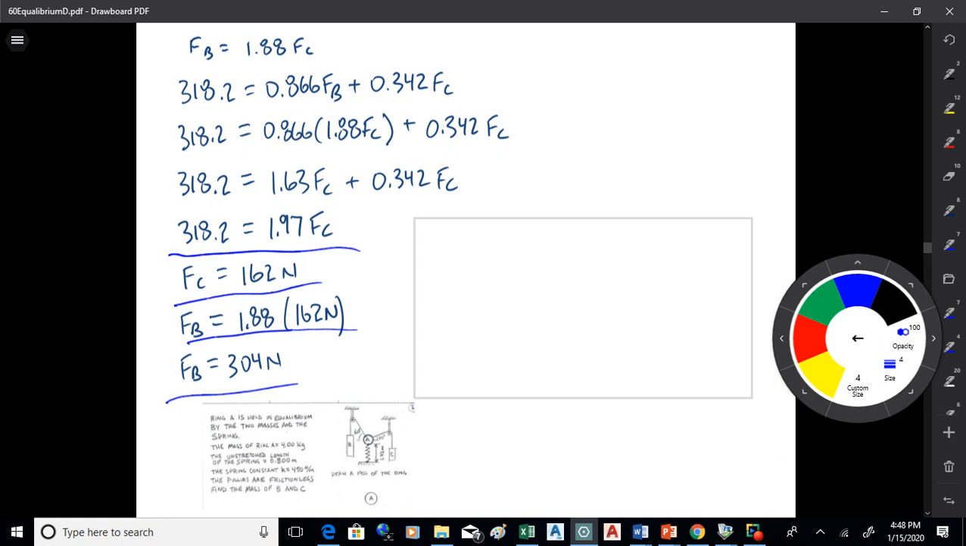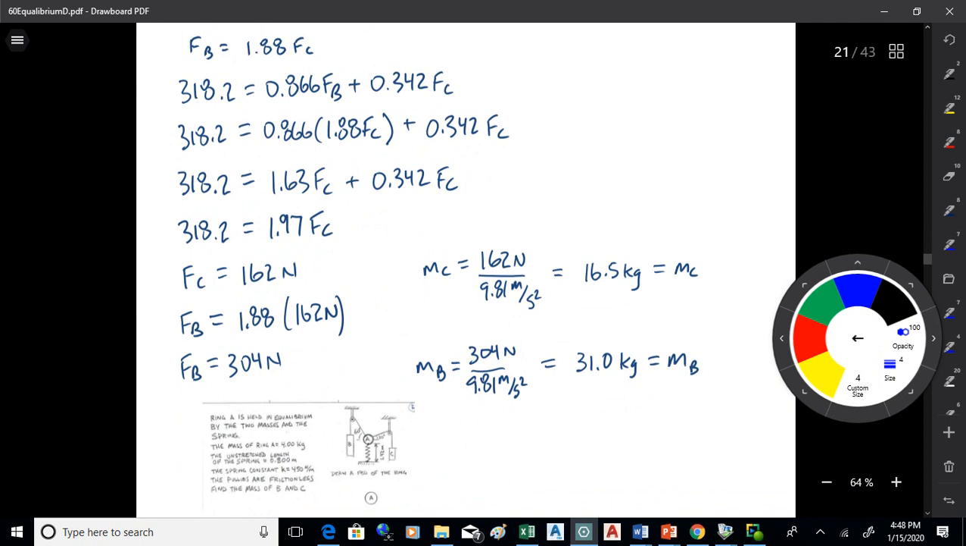So what I need to do then is realize to get masses. Those are weights of B and C, because they're the forces in the cables. So what I can do is take those weights and divide them by gravity, and I'll get the masses of B and C.